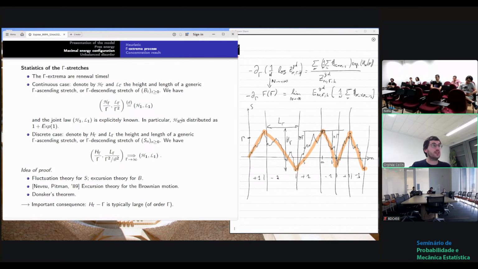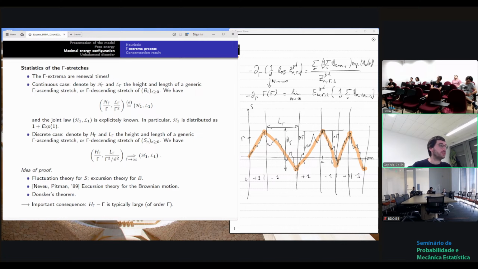In particular, the height h1 is distributed as 1 plus an exponential variable. They use excursion theory for the Brownian motion. And in the discrete case, we don't have an explicit expression for fixed gamma, but we have an asymptotic result. If you perform the same Brownian scaling, you obtain the convergence towards the variables of the continuous case. And this is simply an application of Donsker's theorem.